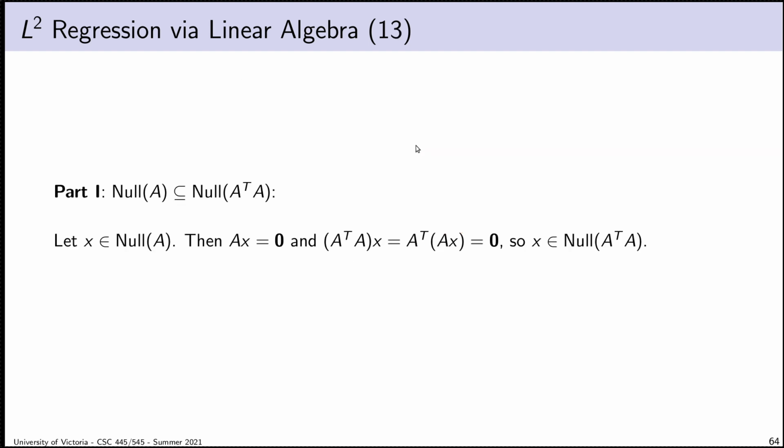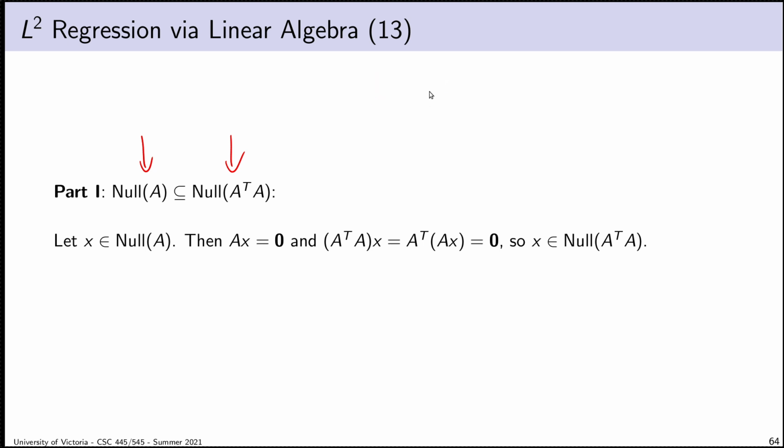So first, I'll show that anything that is in the null space of A happens to be in the null space of A transpose A. Just in case, the null space of a matrix is the set of all vectors x such that A times x is equal to 0. That's what I'm trying to show: if I have a vector such that A times x equals 0, then A transpose A times x equals 0.